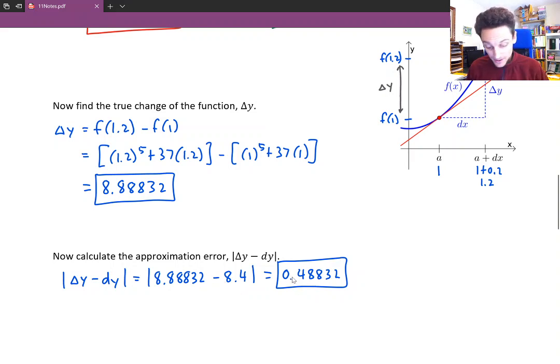All right, so the absolute value I just want to mention is there because then all of the error is going to be positive error. You could talk about negative error, but usually a lot of times error is written as positive values.